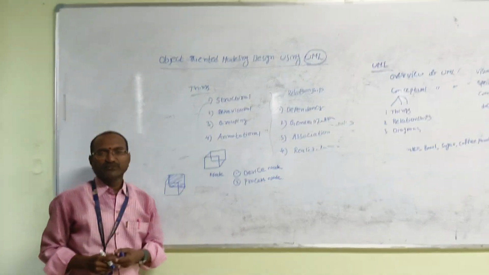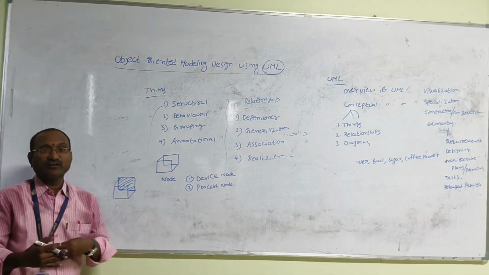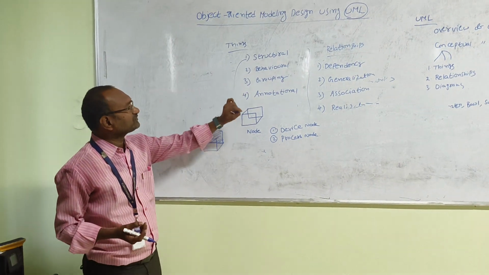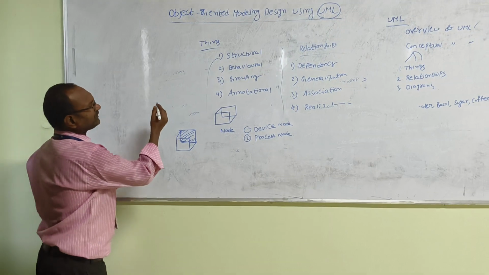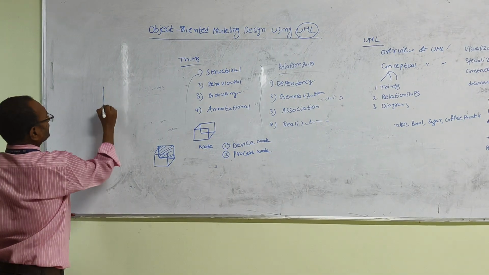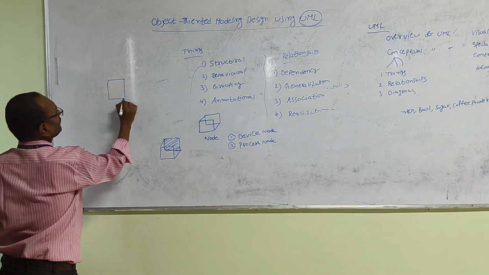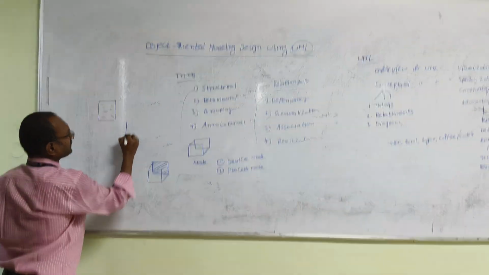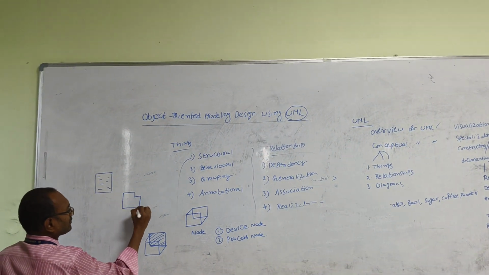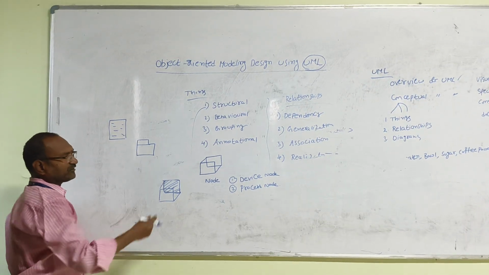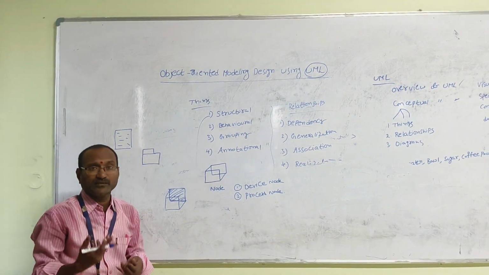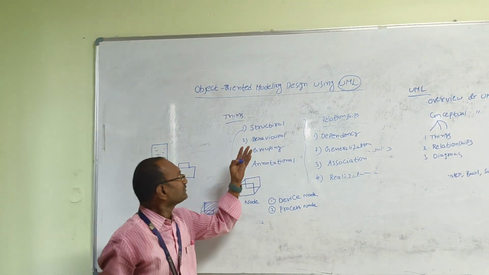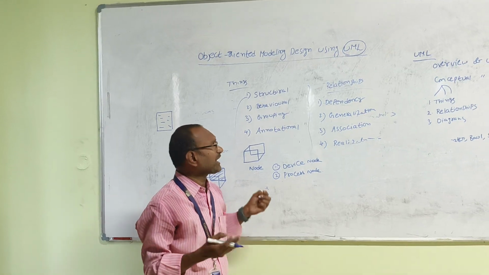And behavioral things. Behavioral things define or specify the behaviors of diagrams. That is the main behavior of a diagram. Grouping is defined as a package. Annotation means establishing notes between two different types of diagrams. So that is structural, grouping, behavioral and annotation things.